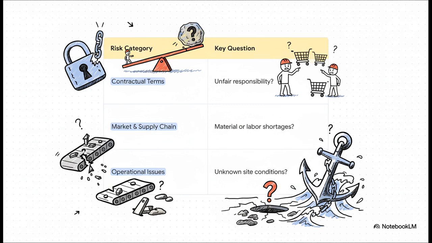Now, we've hit the big 3, but you can't sleep on these other areas. You've got to look at the contract terms. Are they trying to dump all the liability on you? What about the supply chain? Could a parts delay or a labor shortage completely wreck your timeline? And what about the site itself? Are there hidden issues just waiting to be discovered? Any one of these can sink an otherwise great project.